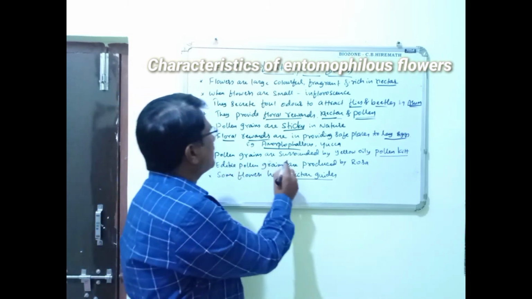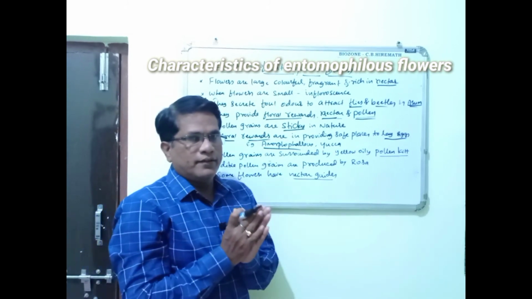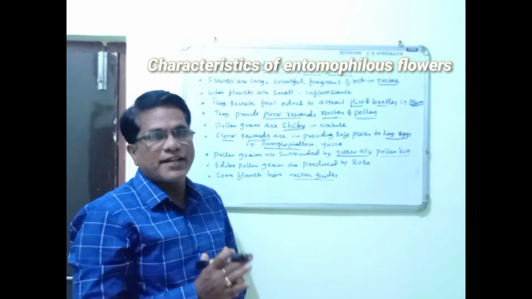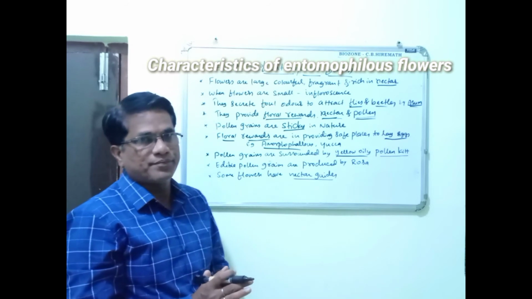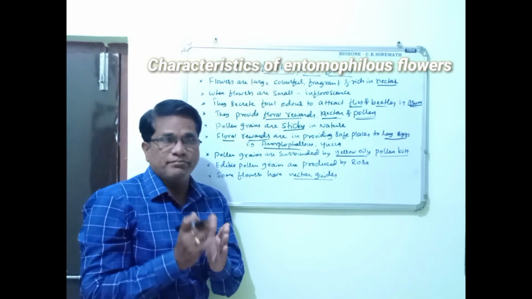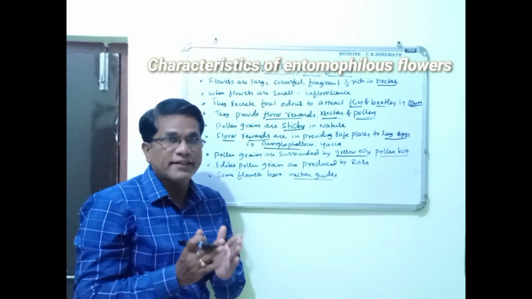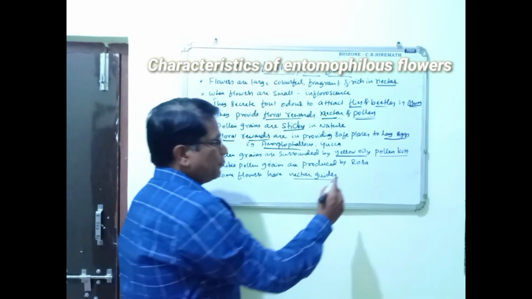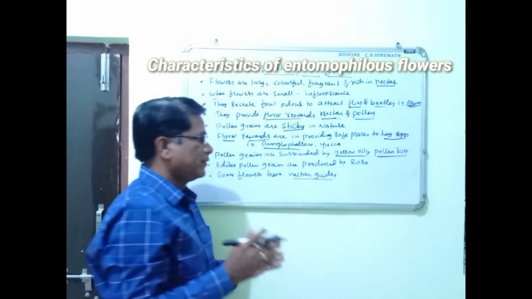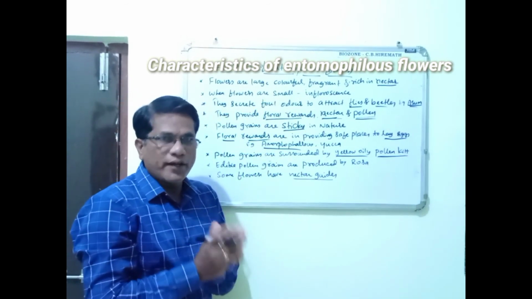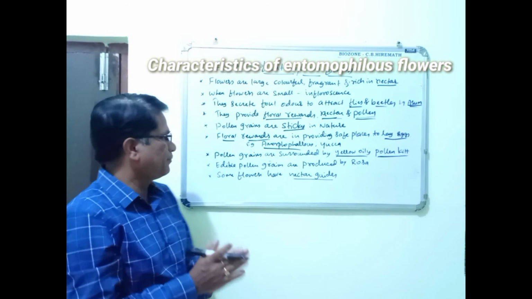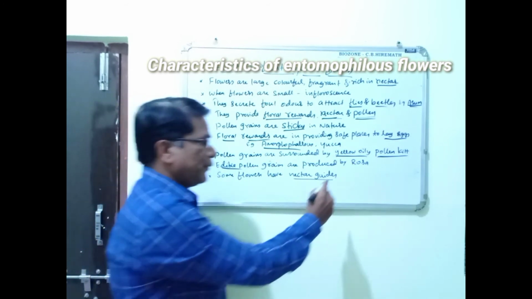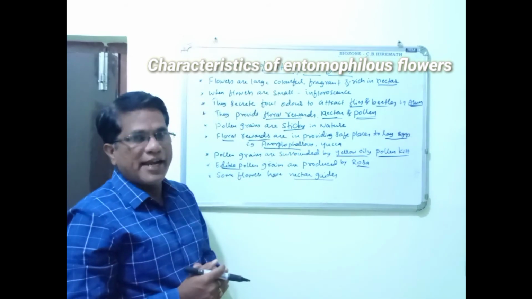Next, the pollen grains are surrounded by a yellow oily substance, that is called pollen kit. So the presence of this pollen kit is a characteristic feature of entomophilous flowers. Remember students, pollen kit is nothing but a yellow oily substance. Next, some plants like Rosa produce edible pollen grains.